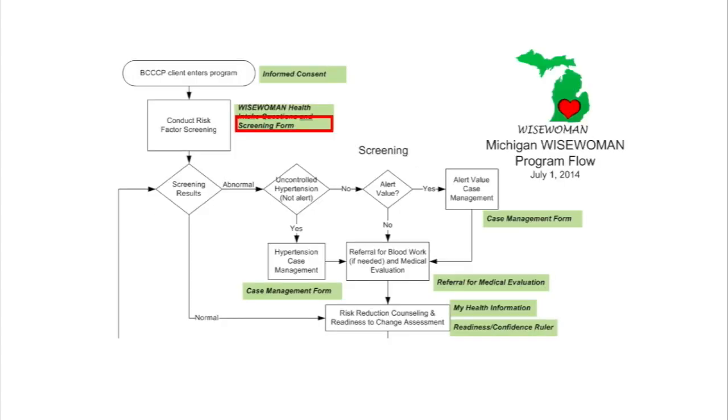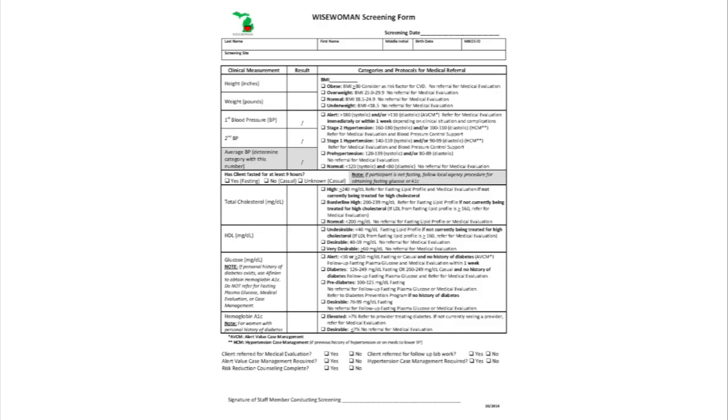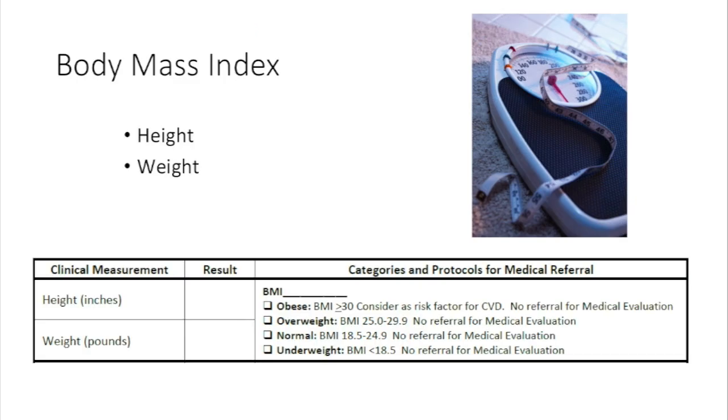So first thing we want to do then is to pull up the screening form and take a look at it, and this is the screening form. You can't really tell much about it like this, so we're going to break it down individually and take a look at it. So we're going to be looking at the body mass index for the woman.